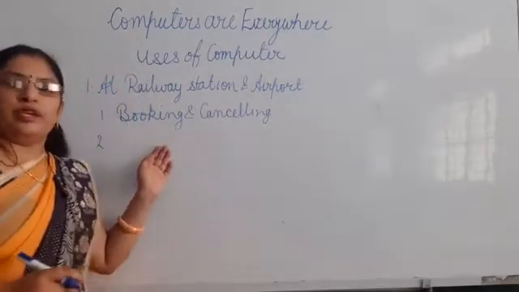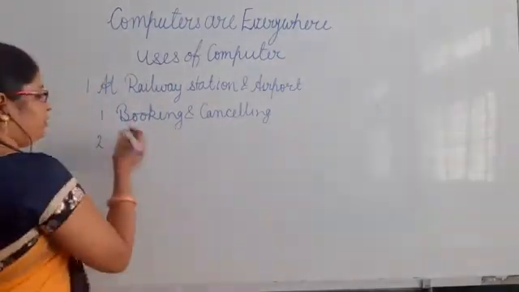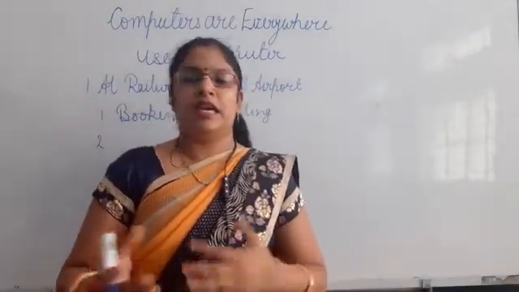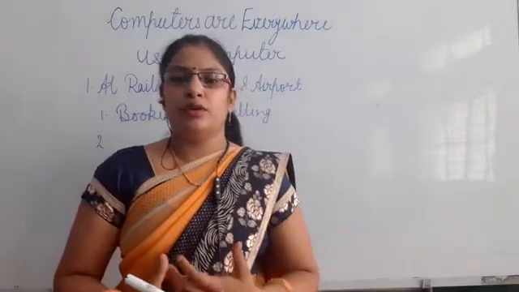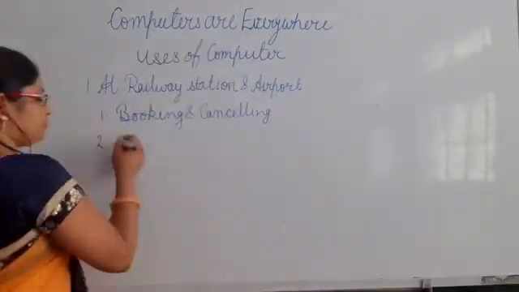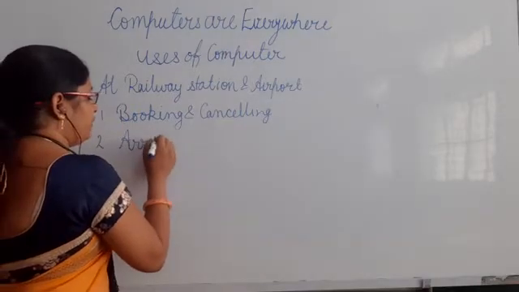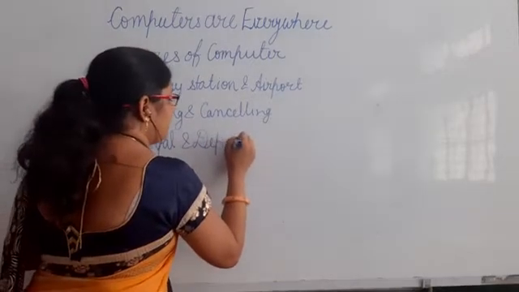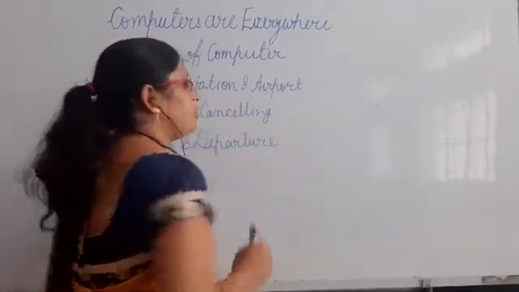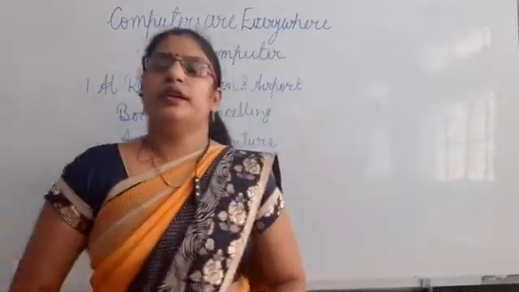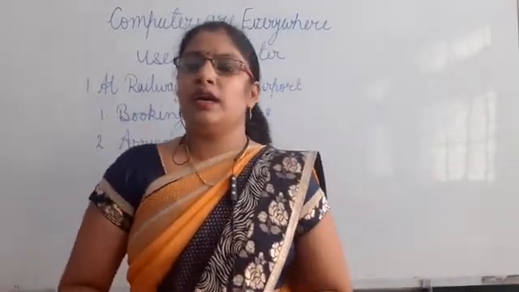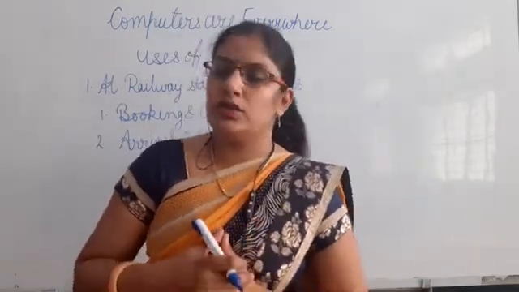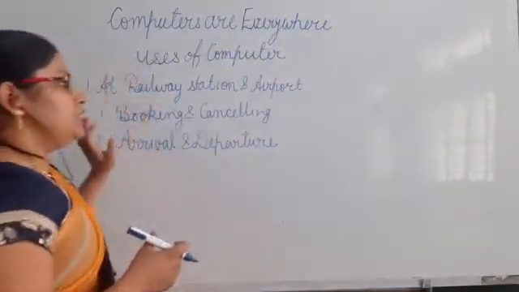It also keeps the record of train or aeroplane, when it will reach, when it will depart, the reaching time and departure time, that is also kept on record by the computer. Arrival and departure also. All the information about flights or trains that will depart or arrive is kept by the computer. So these are the two uses of computer at railway station and airport.